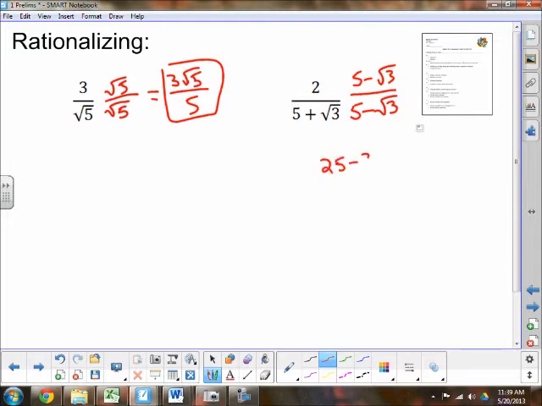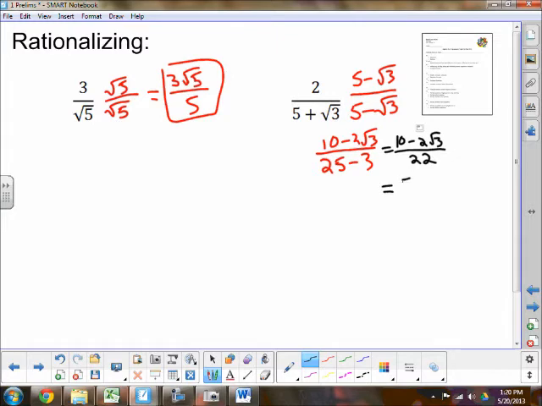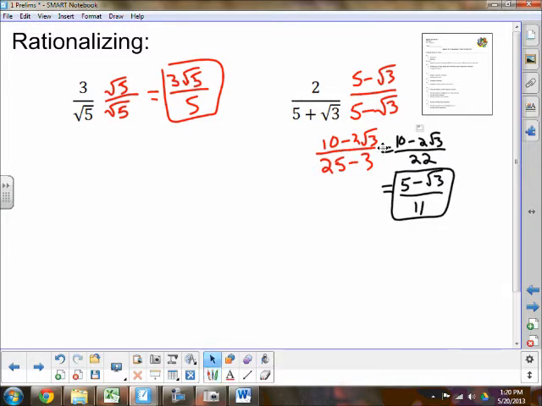When I distribute this, I end up with 25 minus 3 in the denominator, and 10 minus 2 rad 3 in the numerator. From here, our last step is just to combine and simplify. Turns out, I end up with 10 minus 2 square root of 3. Since those are unlike terms, I can't combine them. Divided by 22. Then I'll just check to see if there's any common factors. There seems to be a common factor of 2. When I reduce everything by that common factor of 2, I end up with 5 minus the square root of 3 over 11. Final answer.